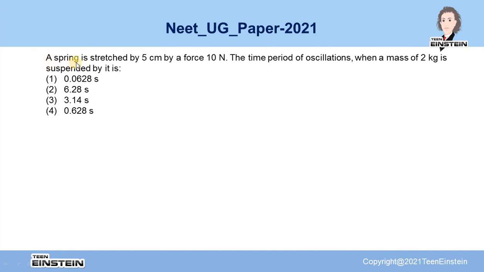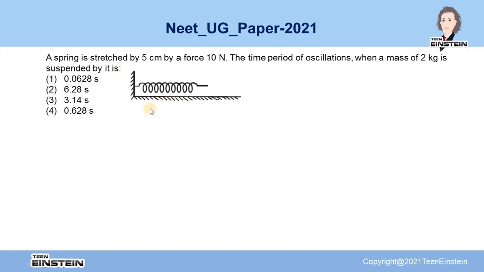Here is the problem. The problem says that a spring is stretched by 5 cm by a force of 10 Newton. Now you have to find out the time period of oscillations when a mass of 2 kg is suspended by it. Here there are 4 options. You have to find out the correct one. So let us solve the problem.